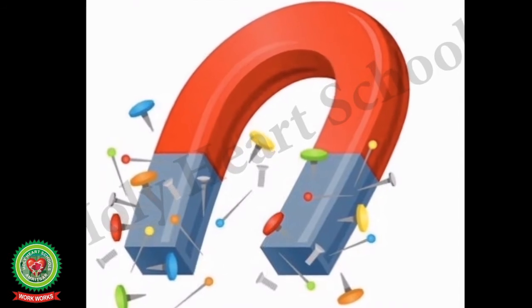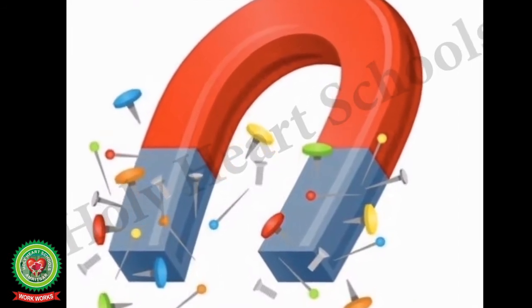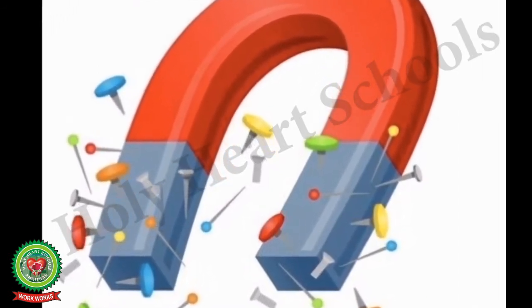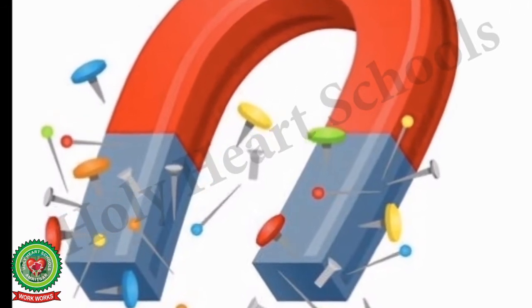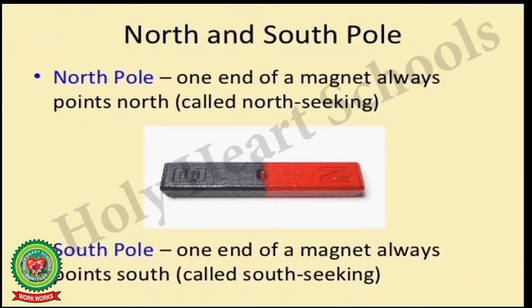First of all, what is a magnet? Students, magnet is a substance that attracts things made of iron towards itself. A magnet has two poles. In fact, all the magnets, no matter which shape, all the magnets have two poles, that is North Pole and South Pole. North pole is the end of a magnet that always points towards north direction when suspended freely.